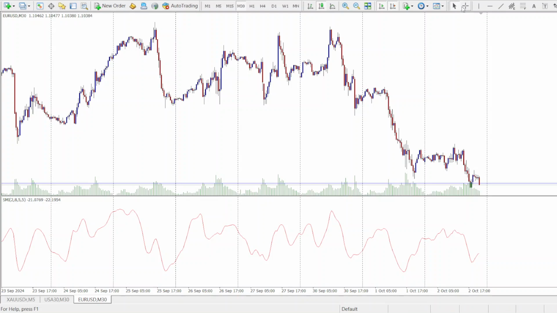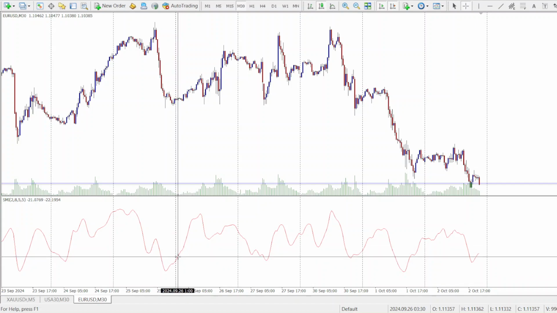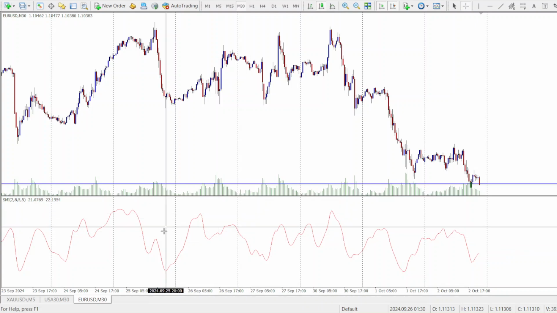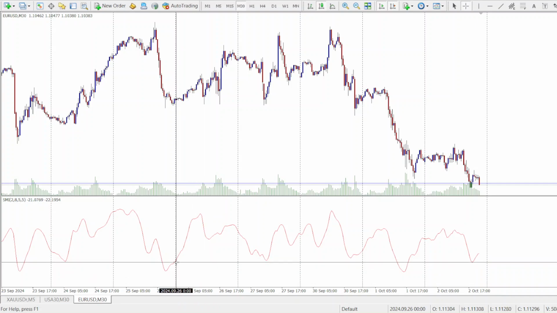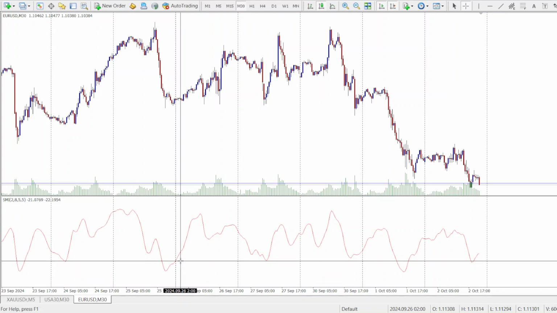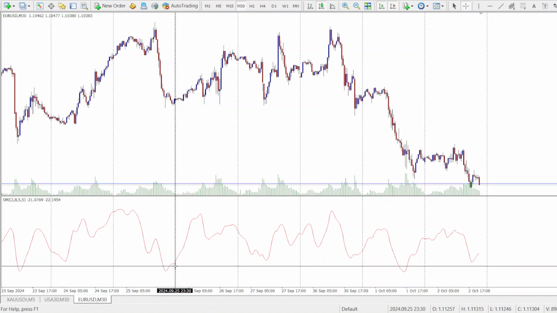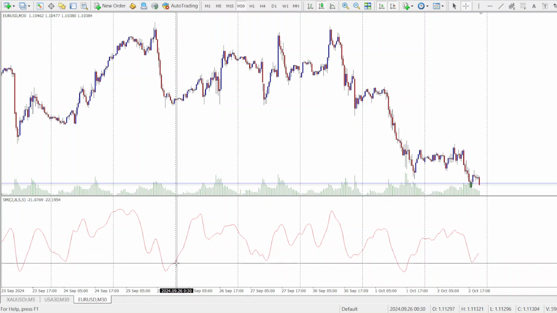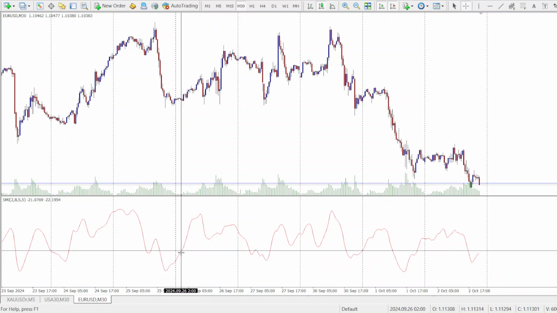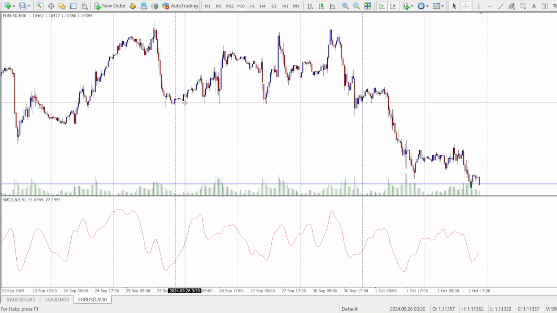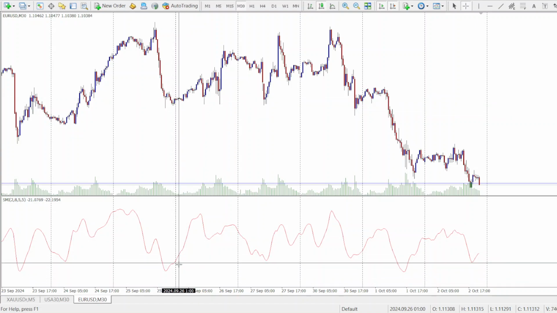Now, at the start of the next day, which is the 26th, considering the fact that the SMI is already in the lower boundary of this indicator window, we would have been looking for a buy opportunity because the indicator is in the lower boundary and it is tending upwards. Considering the fact that it is tending upwards, it means that there is a bullish momentum. So we would have entered a buy trade at the start of the day, or whenever you identify the signal.